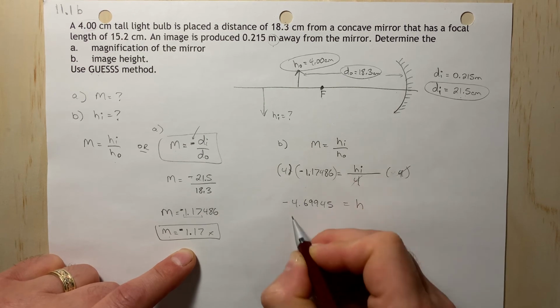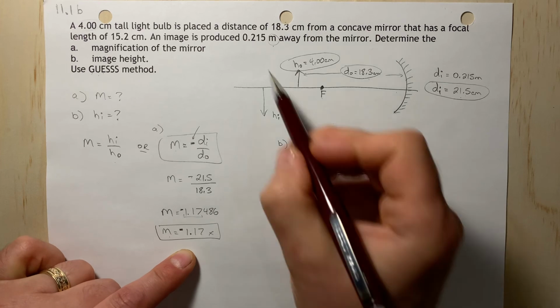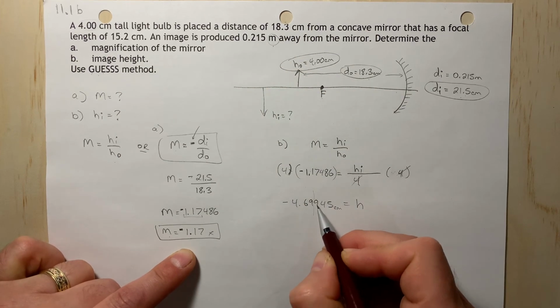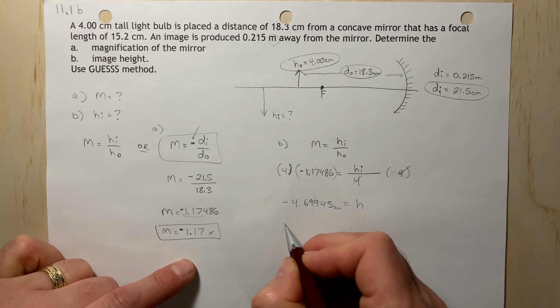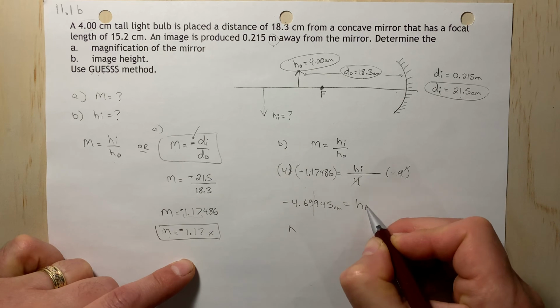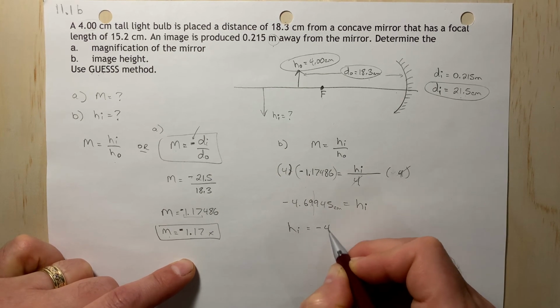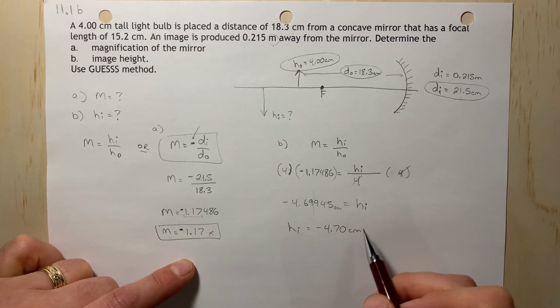4.69945. Again, I can't keep all of these digits. This is centimeters, but I can't keep all those digits. Again, 3 sig digs. I've got to chop this off right here. That 9 makes this go up to 10, so that's a 0, that's a 7. So this is going to be height of the image, negative 4.70. We're in centimeters, right? We put all of our numbers into centimeters in here.